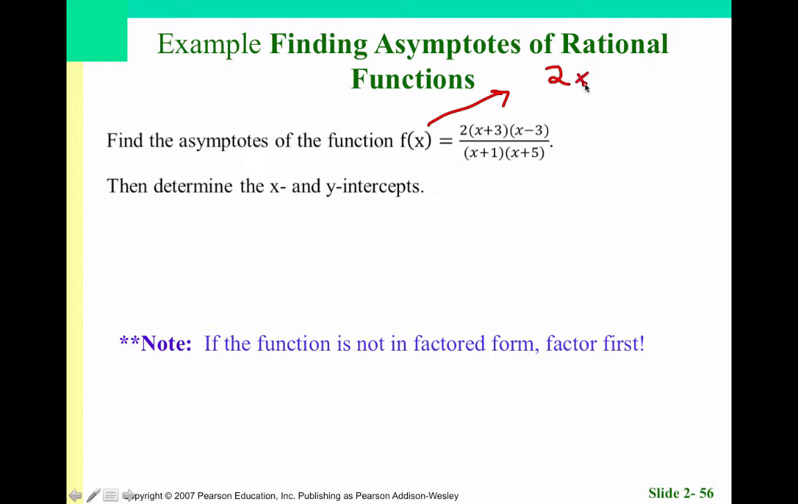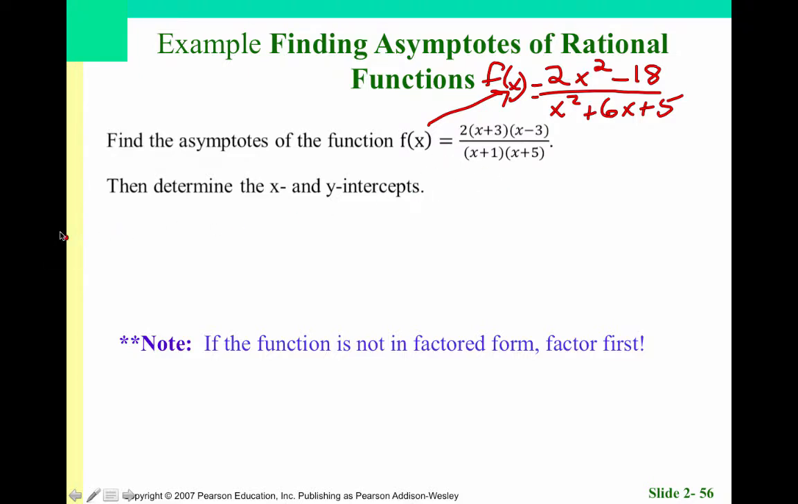2x squared minus 18 over x squared plus 6x plus 5. This is what the problems are going to look like in your homework. You're going to have to factor the top and factor the bottom first, and now we can do everything.